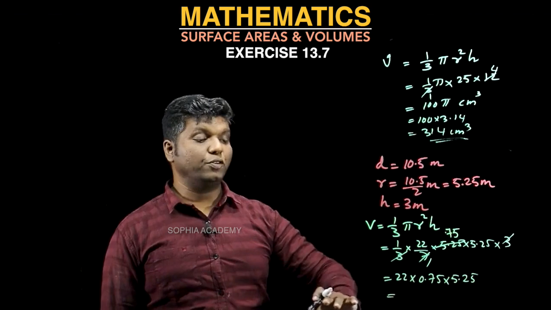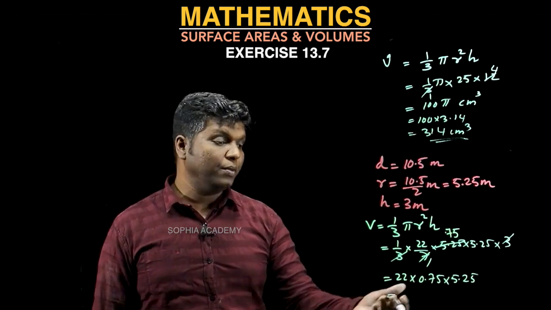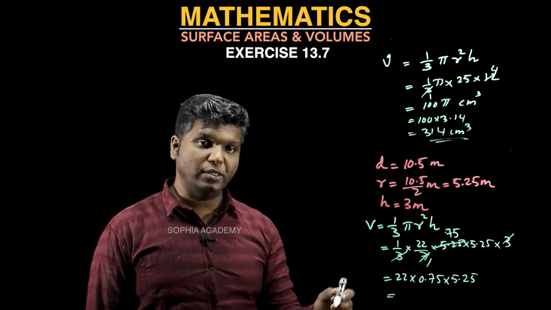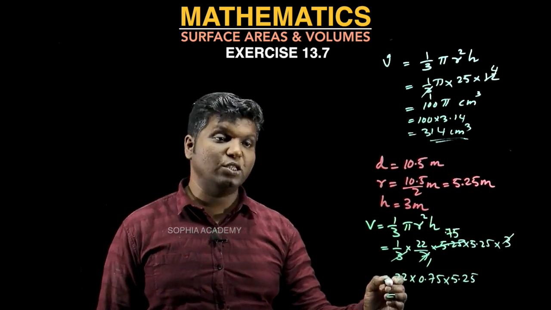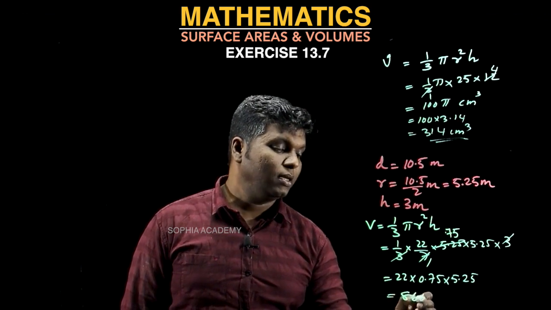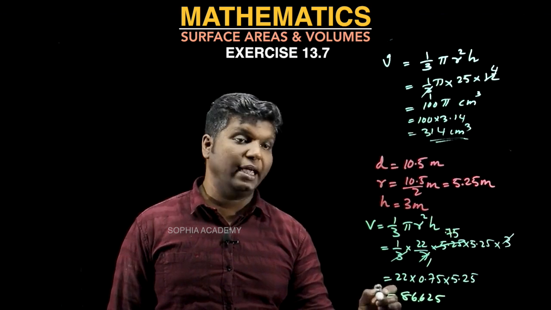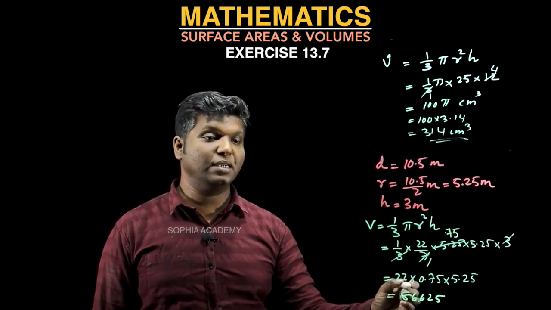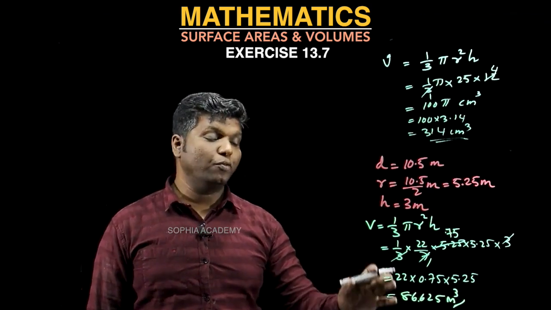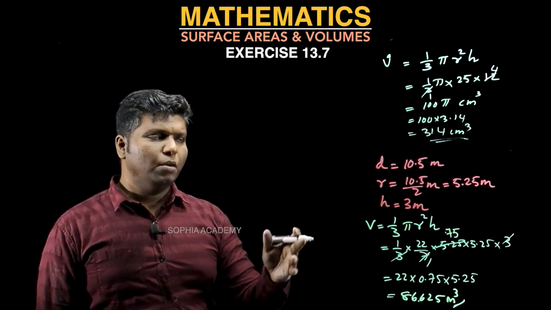When you're multiplying all these things, first of all, you simply multiply 22 into 75 into 525. After multiplying this, how many places back do you have to bring? 1, 2, 3, 4. 4 places back you have to bring, and put the point there. The number which you are going to get is 86,625. Then when you bring back the point, you will get 86.625 meter cube. That's it. Now you got the volume. Meter cube, it's over. But the question is not over, right?